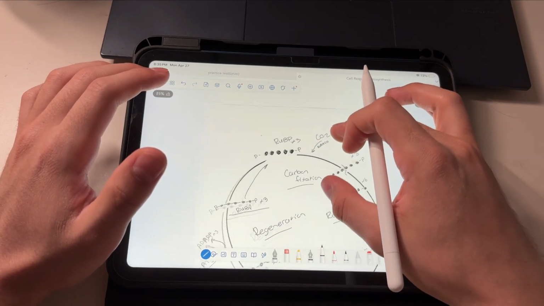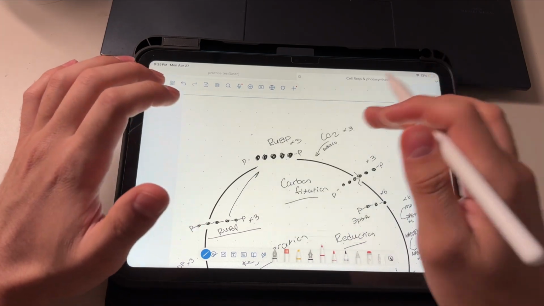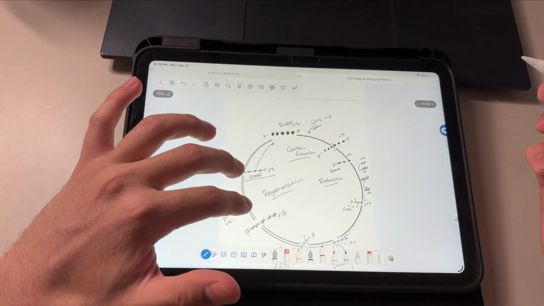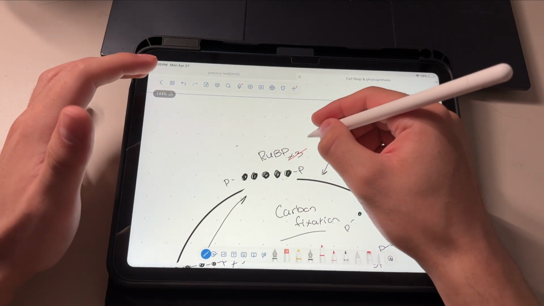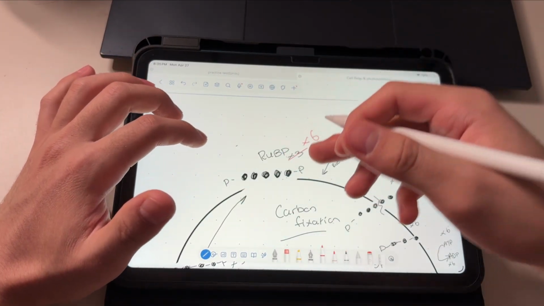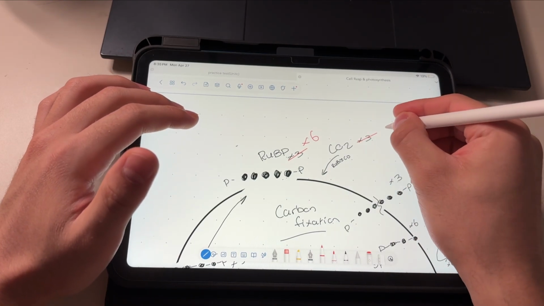So this is what we're going to do. We're going to add a red marker, and we're just going to cover over all of the multiplication signs in order to count for one glucose. So instead of 3 RuBPs at the start, we're actually having 6 RuBPs, because we're going through this cycle 6 times. Not because there's 6 going through at once, but we're going through the cycle 6 times, which also means we need 6 CO2.